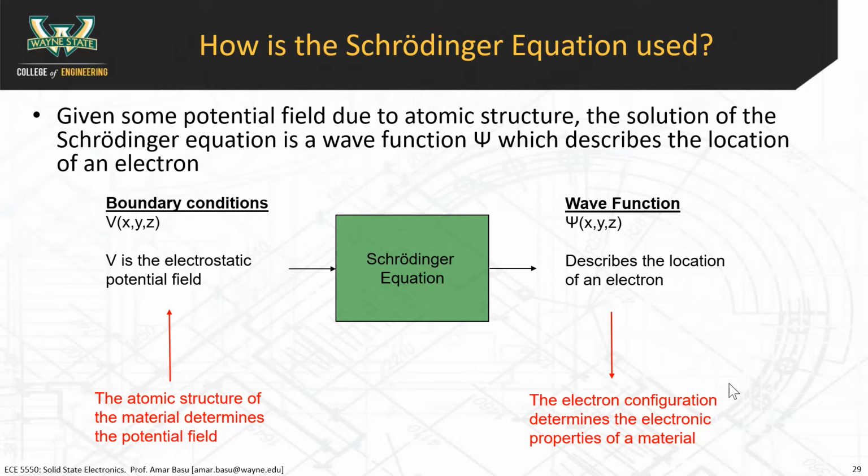Another common type of potential field is the radially symmetric potential field, which we'll get into with the hydrogen atom. That's where you just have a nucleus. Where's the potential going to be the highest if you just have a nucleus that's packed with protons? Yeah, the potential is going to be highest in the middle.